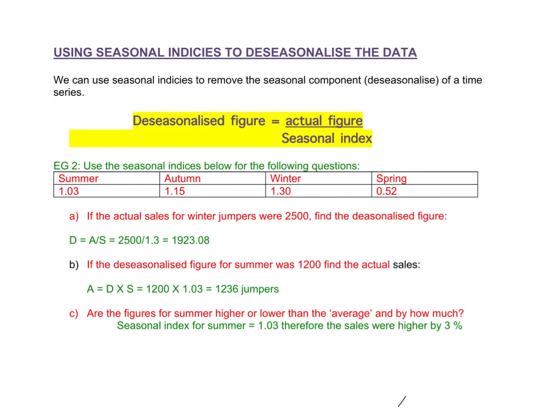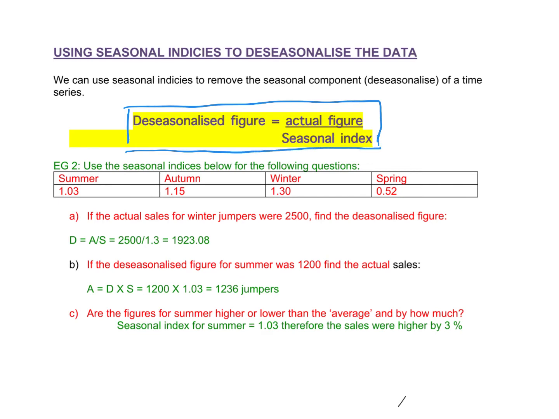So what we're going to do with these seasonal indexes is use them so we know how far above or below average they are. We use them to deseasonalize the data. So it's like a smoothing technique. What we're trying to do is bring them back to average. So here's the formula that you'll need to know for deseasonalizing the data.